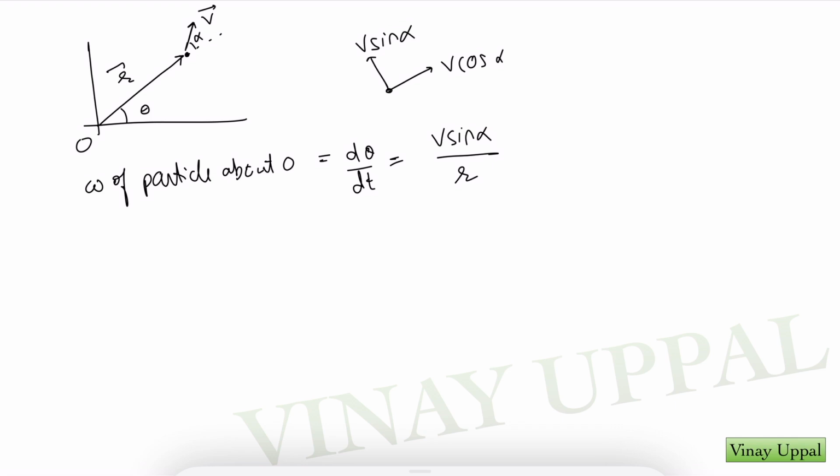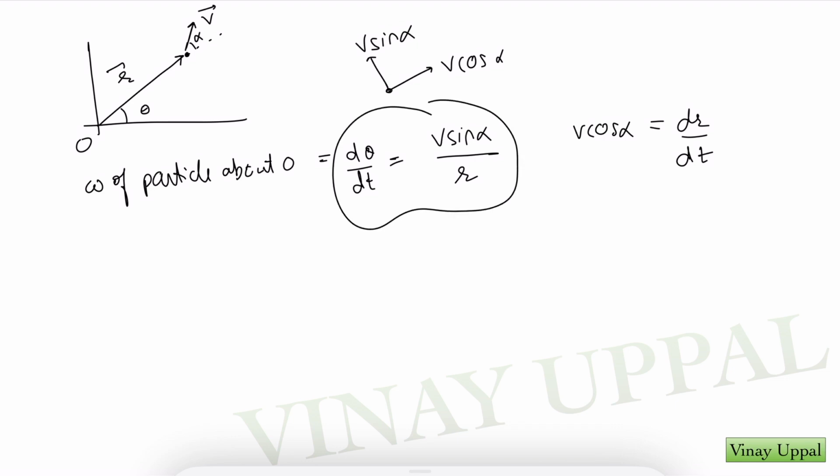And what does v cos alpha do? V cos alpha changes the length of the position vector, so dr by dt. So this is a useful relation.